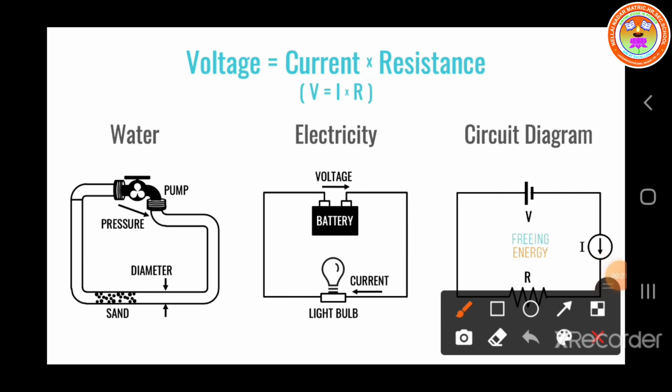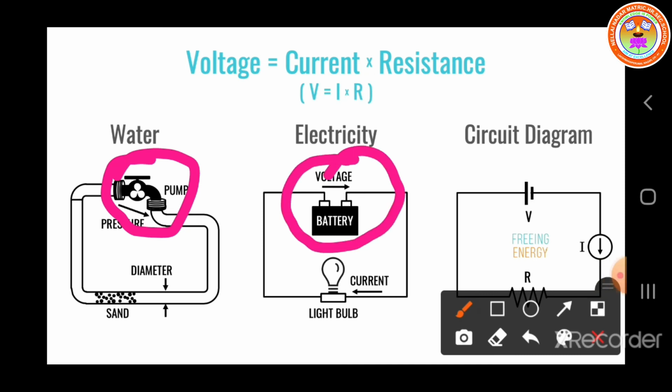For the flowing of water we create high pressure and low pressure with the help of a pump. Here, we create high and low pressure with the help of the battery. Here we have sand. What does the sand do? It resists the flow of water. Am I right, students? Sand inside the pipe resists the flow of water. In the circuit diagram, the resistance is used to resist the flow of current.